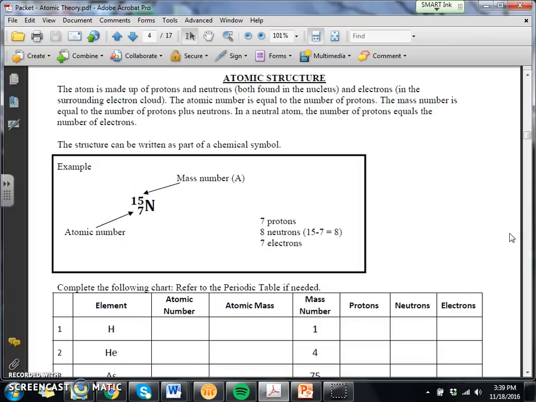We also want to talk about the atomic structure of an atom and the way you can have different notation. So this notation is called isotope notation. Now with this, we can see that the top number, the number 15, represents the mass number, and the atomic number is the number at the bottom, number 7. If you look at the periodic table, number 7 is nitrogen. So we know that we have 7 protons, 7 electrons, and 15 minus 7 gives us 8 neutrons.